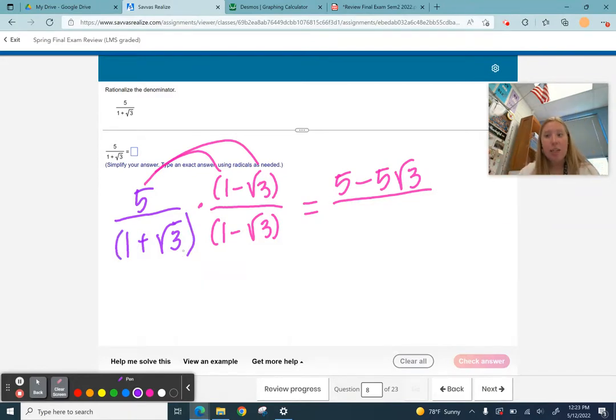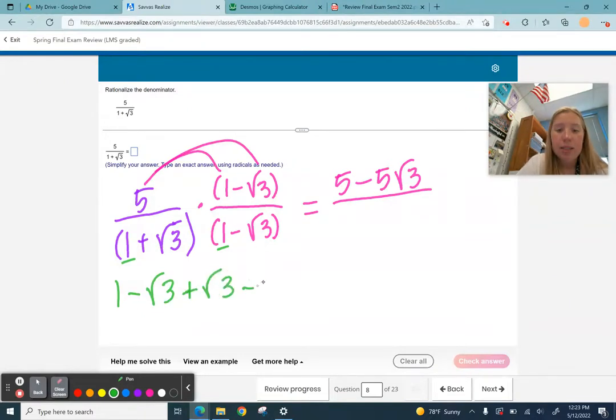And this is like the last problem we just did. This is a double distribution one. 1 times 1 is 1. 1 times negative radical 3 is negative radical 3. Radical 3 times 1 is positive radical 3. And then radical 3 times radical 3 is 3, but it was negative.